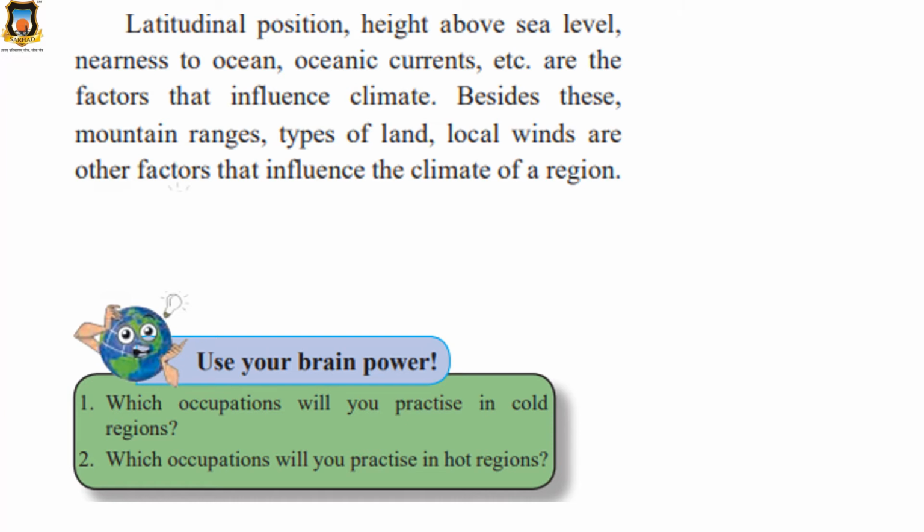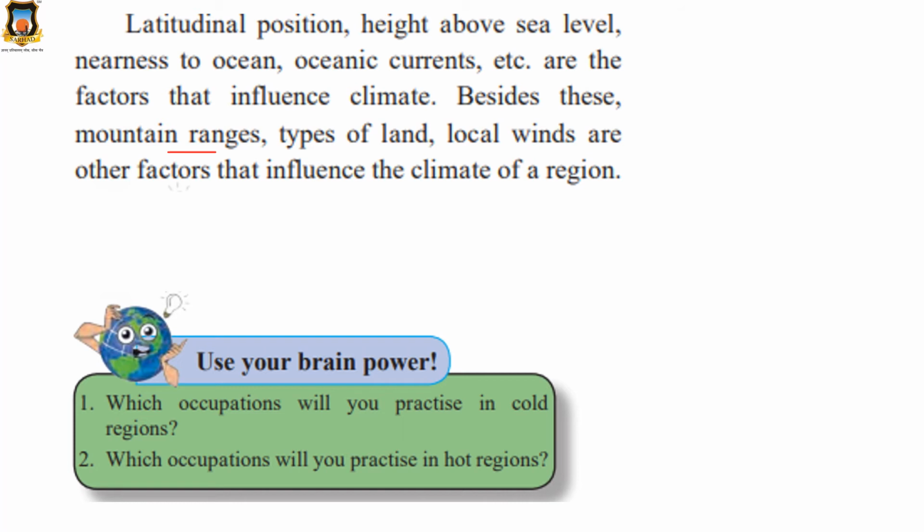Besides this, mountain ranges, types of land, and local winds are other factors that influence the climate of a region. What? Mountain ranges. Yes, if there are many mountain ranges, the clouds can be blocked, and there it can rain. Types of land, what type of land the place has. Then local winds. So all these factors influence the climate of a region.